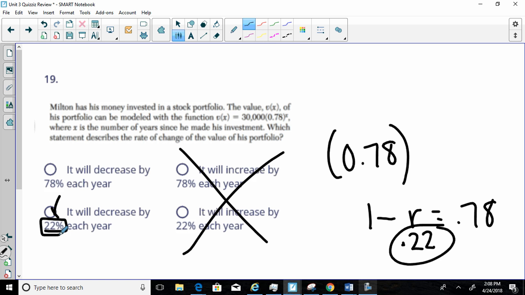It's decreasing by 22%. So when they're asking for rate of change is the only time we'll have to do it first. We'll see how far it is. Rate of change in this case just means what's going on.